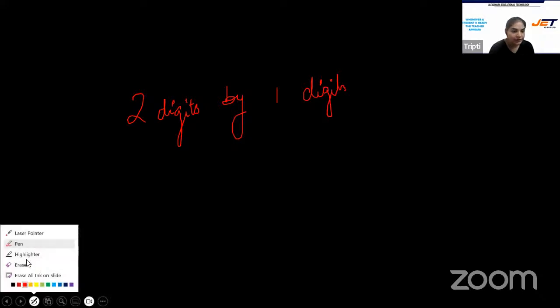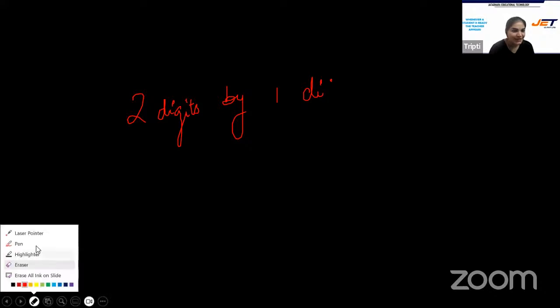So children, today we have learned how to multiply 2 digits by 1 digit. We have also learned, it's 1 digit, singular, right? So 2 digits by 1 digit. Then we have learned 3 digits by 1 digit.